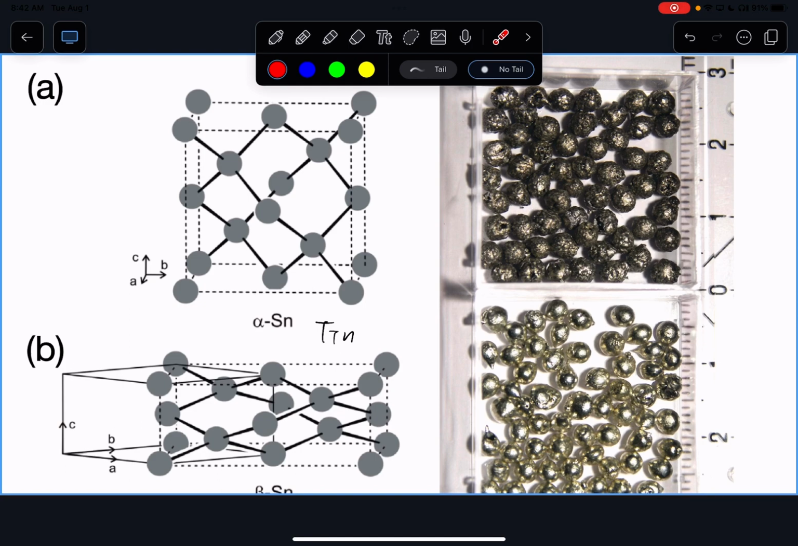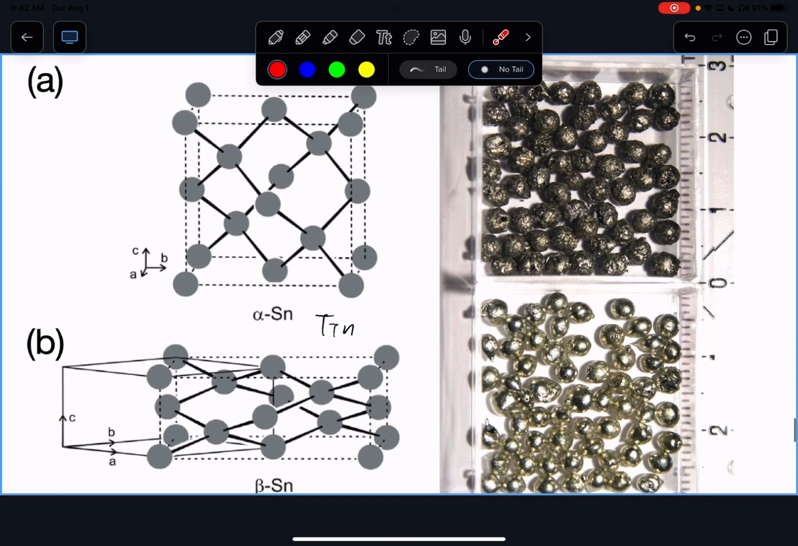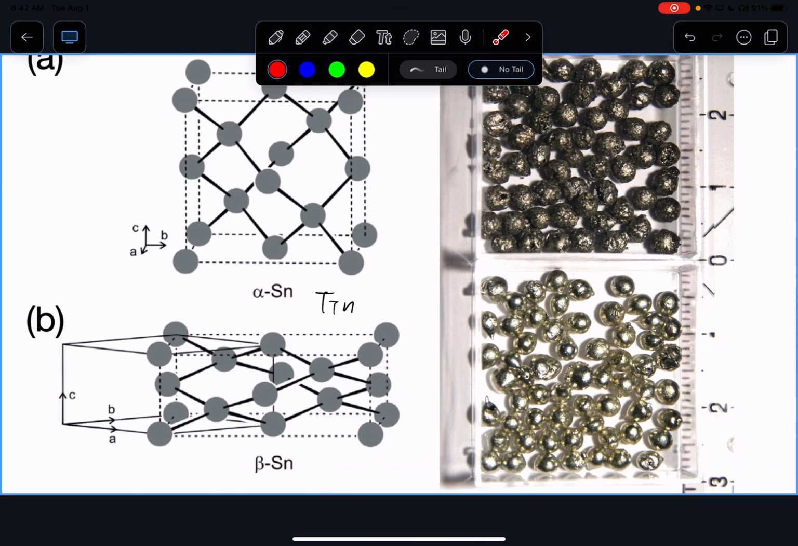Yeah, Pablo. So is B the same or is it just a different element? It's the exact same element, exact same atom. Beta is for the structure. So these two are both tin atoms. The atom is exactly the same, but you just stack it differently, and the result is different.